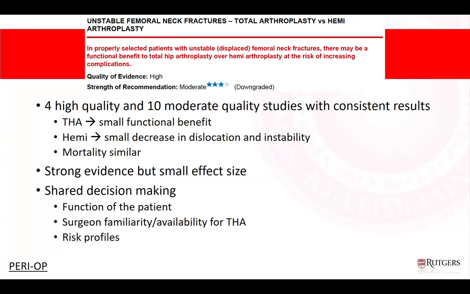Mortality is generally similar. There is some heterogeneity in these studies in terms of patient confounding factors, and it really kind of, again, relies on the surgeon as well as the patient to really go over both options and come up with something that you're comfortable with. The function of the patient needs to come into consideration, as well as what I talked about earlier in terms of surgeon familiarity and the availability of the surgeon to do the total hip.